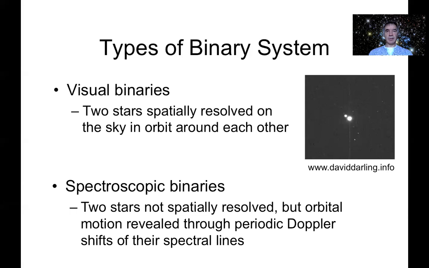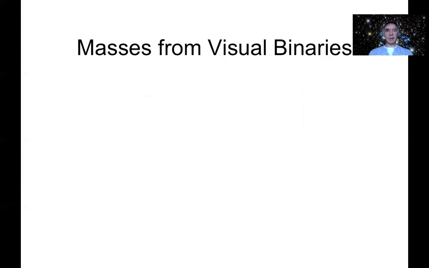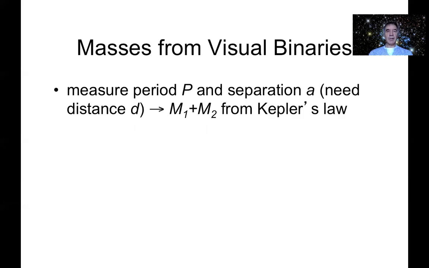So let's deal with the visual binaries first, because they're the ones that are the most well constrained and give us really accurate information. So if we can watch two stars orbiting around each other, then if we wait long enough, we can measure the period. Okay, and we can also measure the separation, A, between the stars. So normally, of course, you've got the angular separation, as we saw on that previous little image there. Now, if you want to translate into the actual physical separation, of course, you do need to know the distance to the system, D. So you would have to measure the parallax to the system as well.